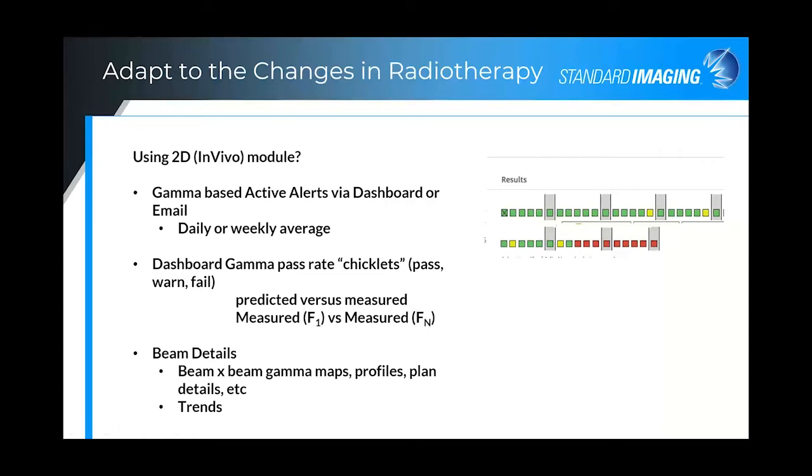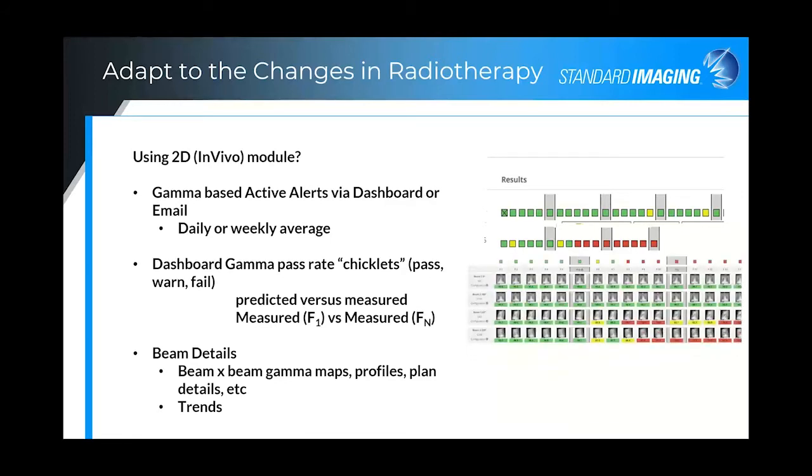The next patient, which I'm just showing the chiclets below, begins well, but then by fraction 8 is consistently failing. There could be numerous causes for such an occurrence, but one could be changes in patient anatomy. One can move deeper in the plan to explore more of the beam details in depth.